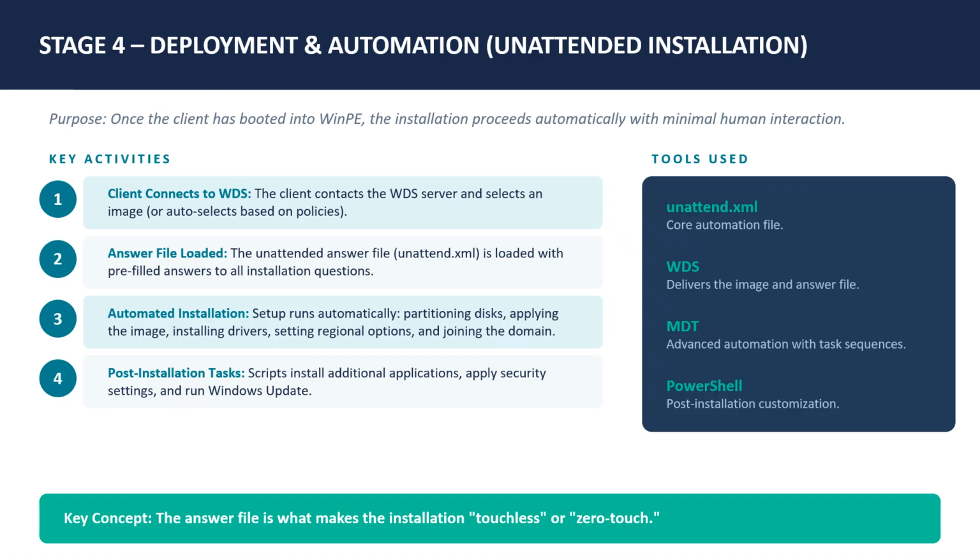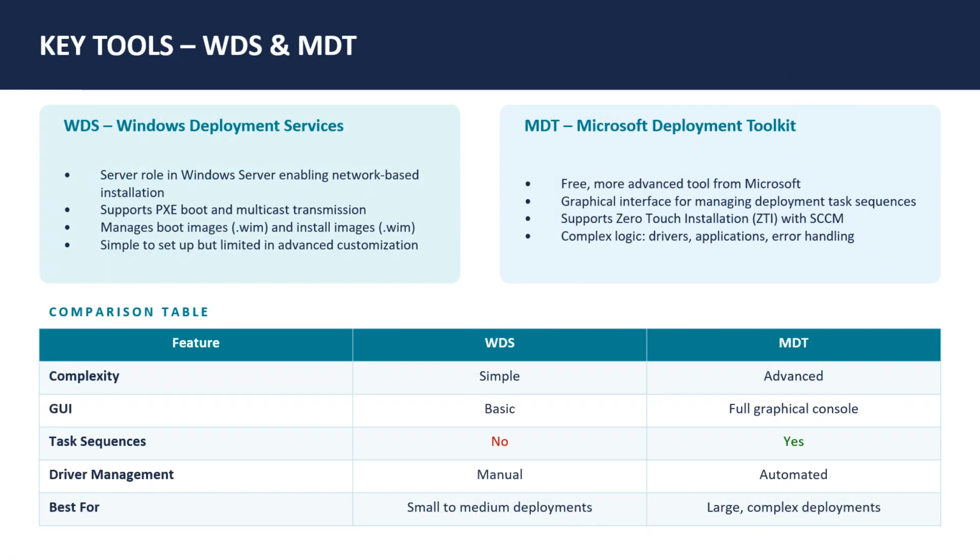Now let us talk about two of the most important tools in network deployments, WDS and MDT. WDS stands for Windows Deployment Services, which is a server role built into Windows Server. It enables network-based installation and supports both PXE boot and multicast transmission, which means you can send one image stream to many clients simultaneously to save network bandwidth. WDS manages both boot images and installation images, both in the .wim format. It is relatively simple to set up, but it is also limited in advanced customization.